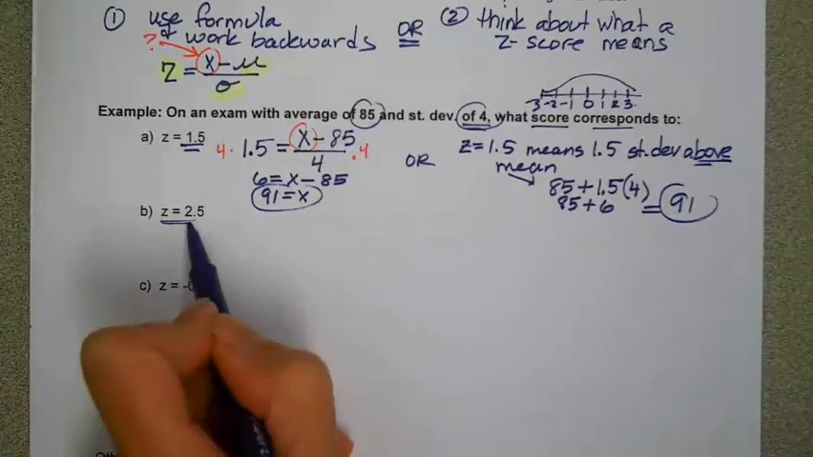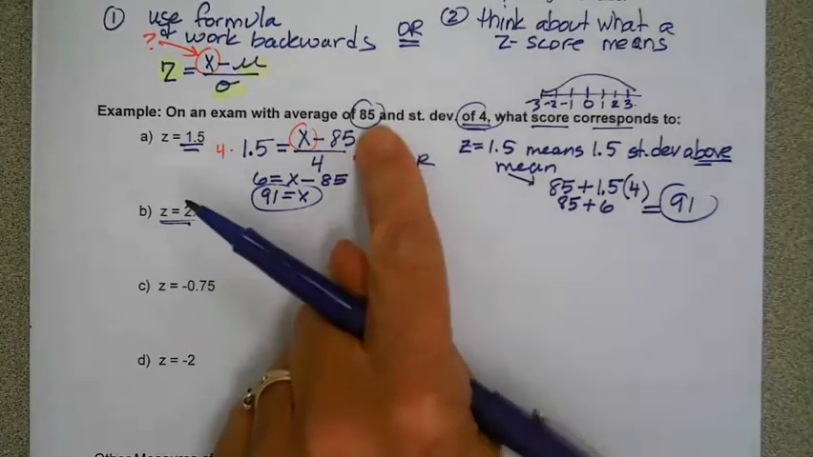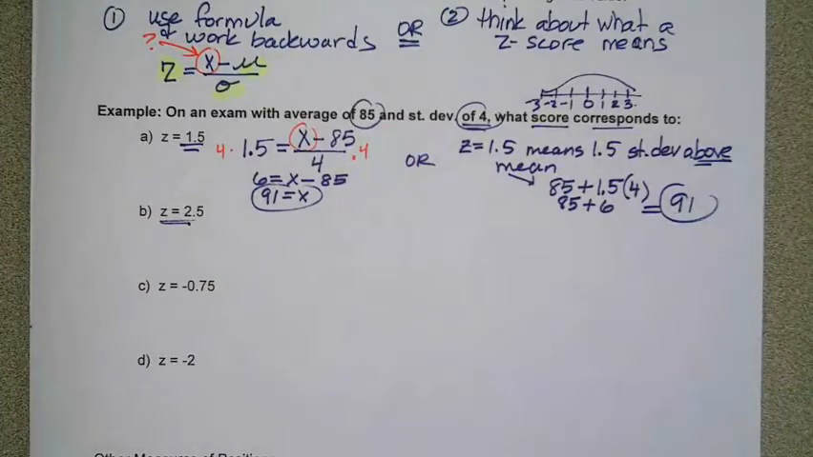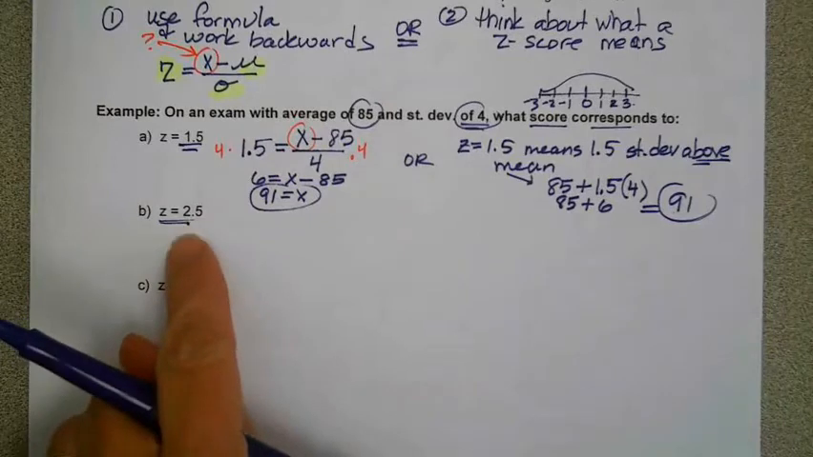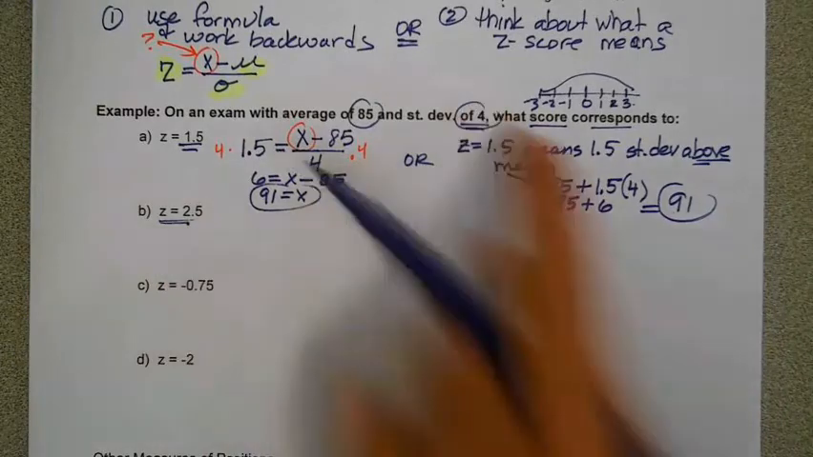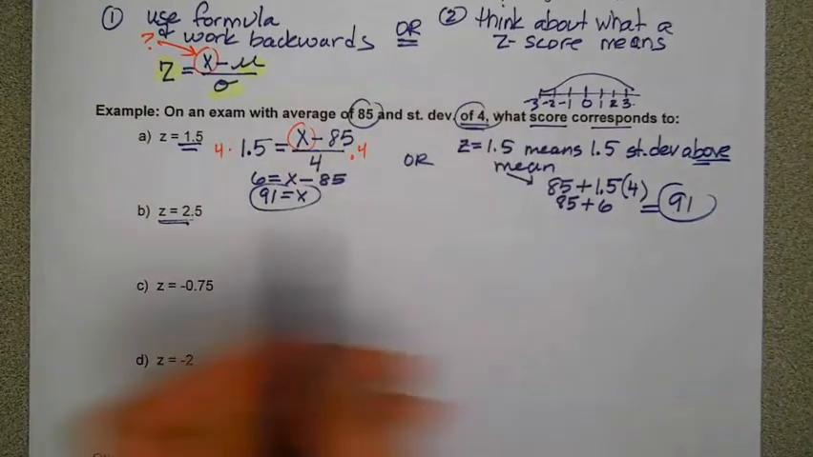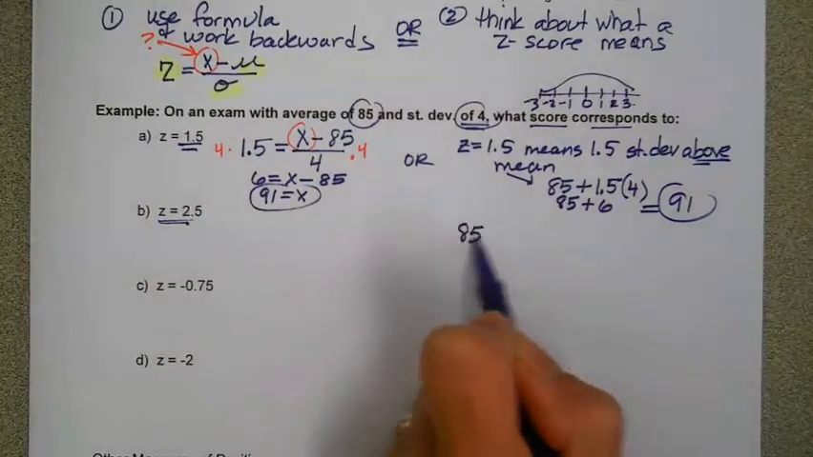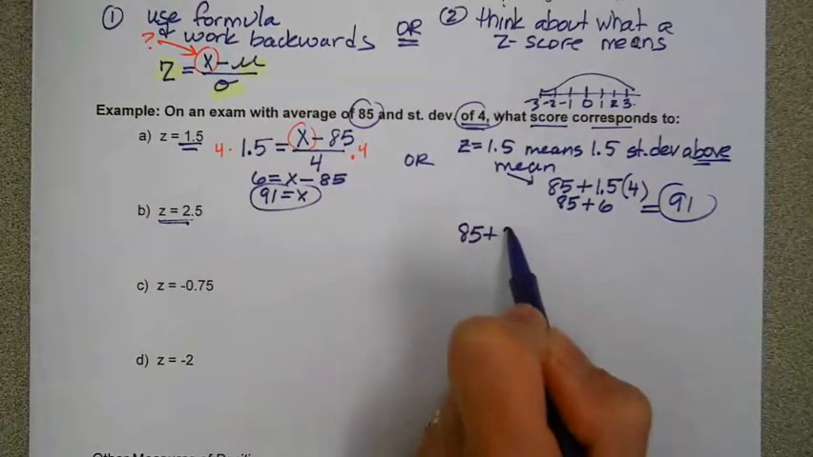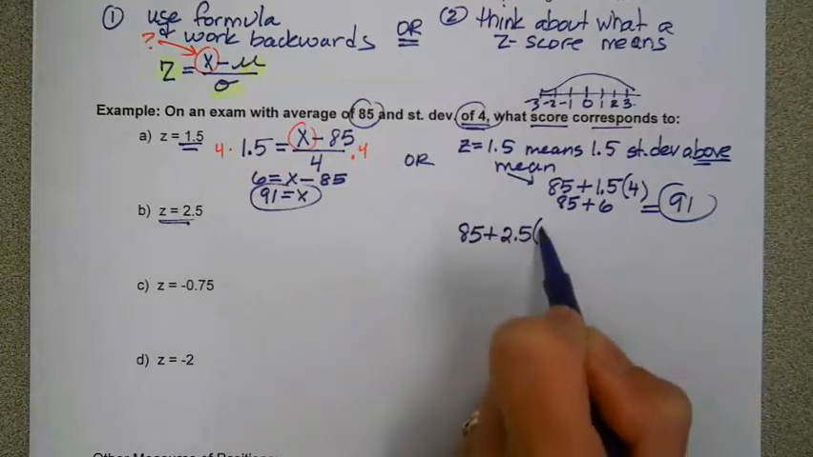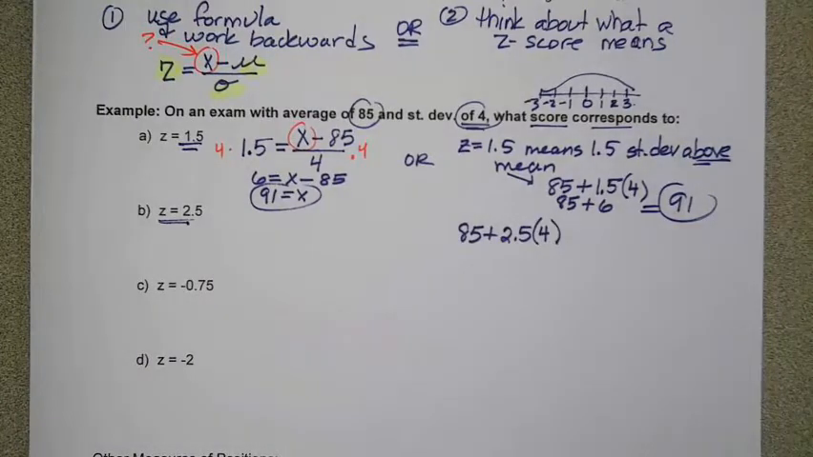So a z-score of 2.5, again, it's positive. I'm recognizing that's telling me this person's position was above average. How far above average? Well, 2.5, this is a reference to how many standard deviations, and a standard deviation is worth 4. So I'm going to say, oh, the mean was 85, and this person was 2.5, not points, but 2.5 standard deviations above average.